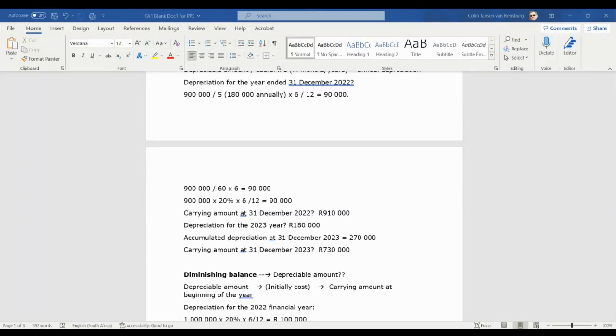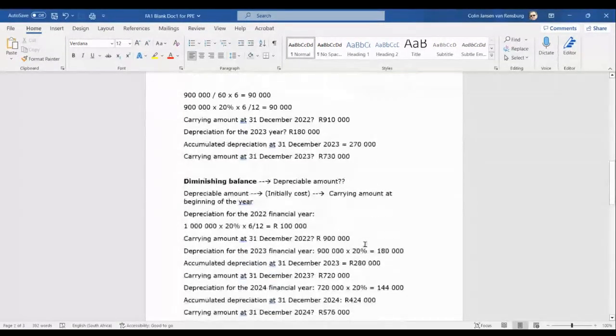2 times 9 is 18, so it should be 180,000 rands. And in this case, we do not apportion it, so it's for a full year. So it should be 180,000. So let us just go and display it. If I can just scroll down. So there we have it. So now the depreciation in the 2023 financial year is that 900,000 rands, the carrying amount at the beginning of the 2023 year, multiplied by 20%, that gives us 180,000 rands.